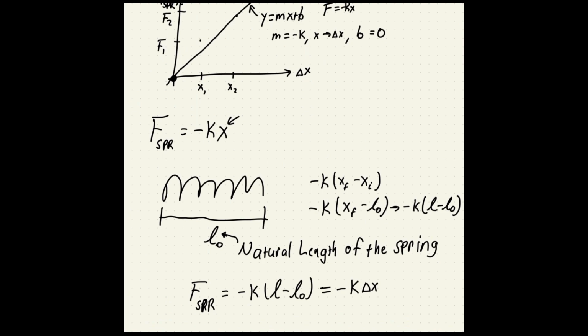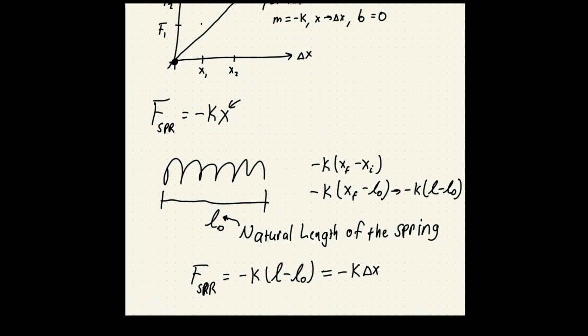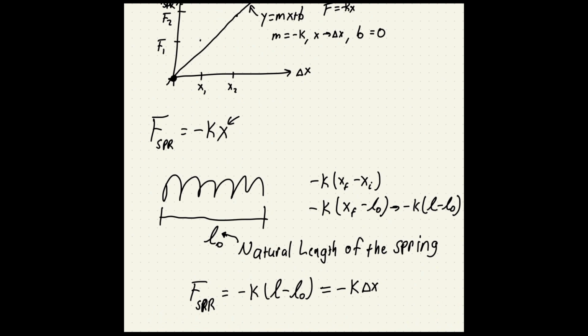So if I measure my spring for my initial measurement of L naught, let's say that L naught was equal to 10 centimeters. And then I stretched it and measured the spring again, and I got L equal to 25 centimeters. That means I would plug in 25 minus 10 and get a positive 15, and that would be my delta x value.